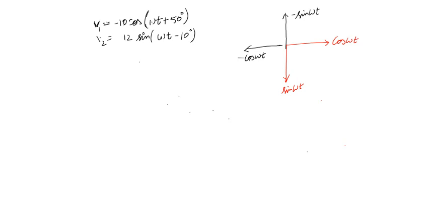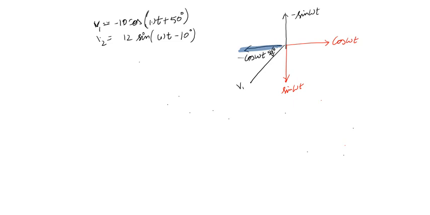Now, you see here, where are we now? We are here, it's minus cos. So minus cos is this line. Okay, so what is the angle? It is plus 50 degree, right? So plus 50 degree means from the minus cos axis, you go by 50 degree. So this is your V1. Clear?